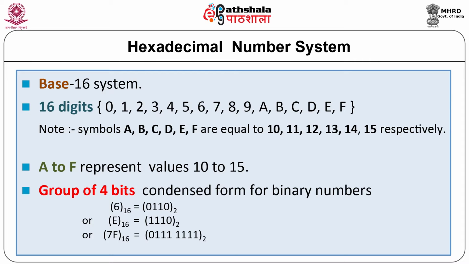7F in hexadecimal can be represented as 0, 1, 1, 1 for 7, and F can be represented as 1, 1, 1, 1 in binary.